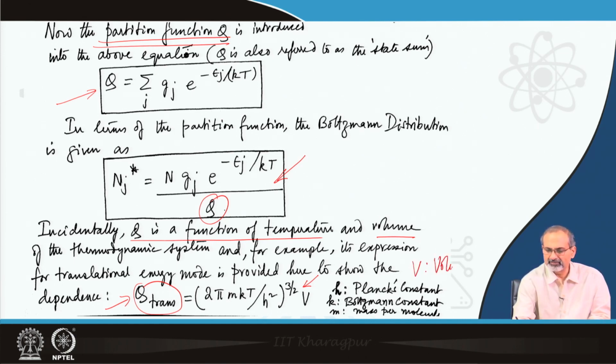happens to be the volume occupied by the thermodynamic system, which clearly shows that the translational partition function happens to be a function of both V and T. So, functionally you can write it like this.